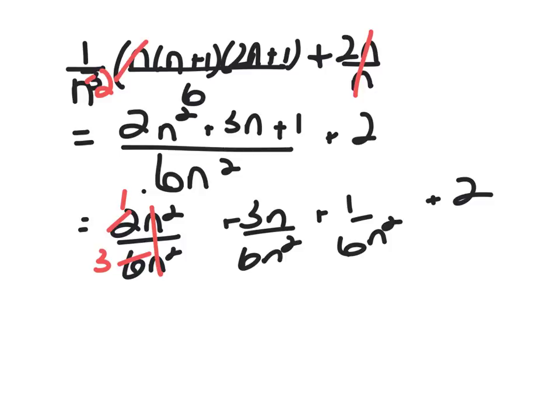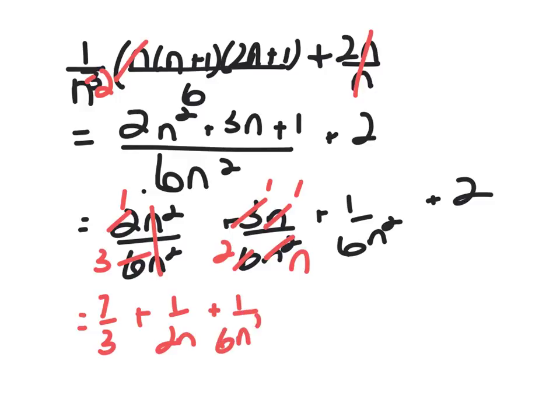So actually I've got a number here. 1/3 plus 2 is going to give me 7/3. I'm going to go ahead and write that down here. Now here I get a 1 and a 2. And then n goes into n once, and n goes into n squared n times. So now I have plus 1 over 2n, and then I got plus 1 over 6n squared.